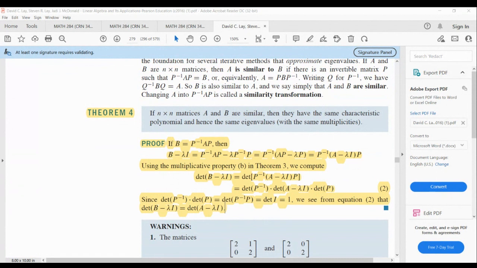What you would want to do is show that the determinant of B minus lambda I equals the determinant of A minus lambda I. And they show here how that works. But effectively, you have to use properties of determinants and so forth. I'm going to let you look at that proof. I'm not going to worry too much about that because I want to get to another example here before we go on break.